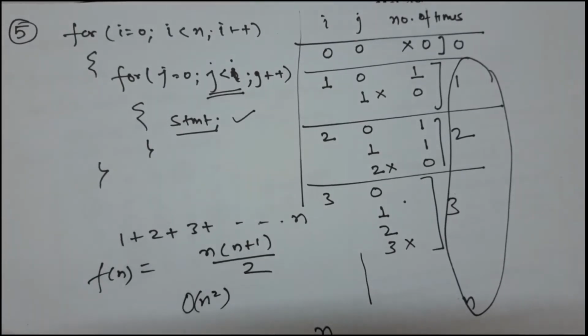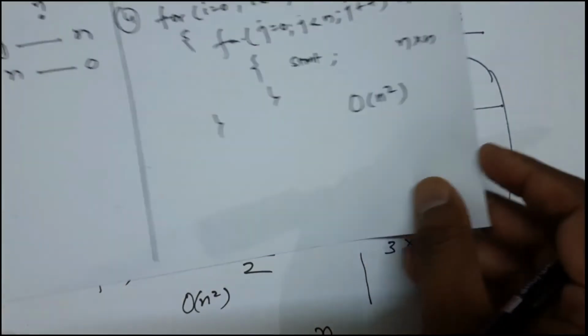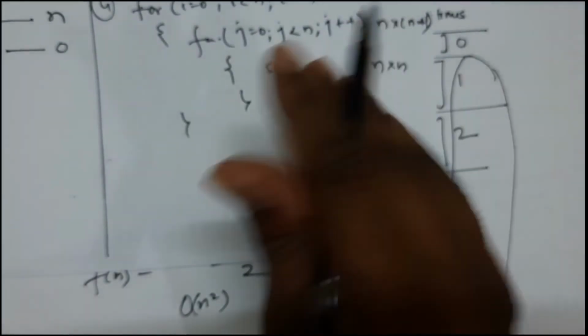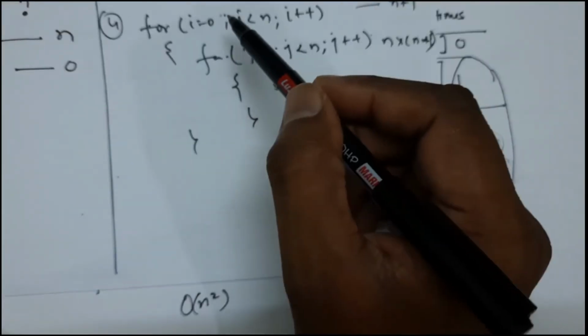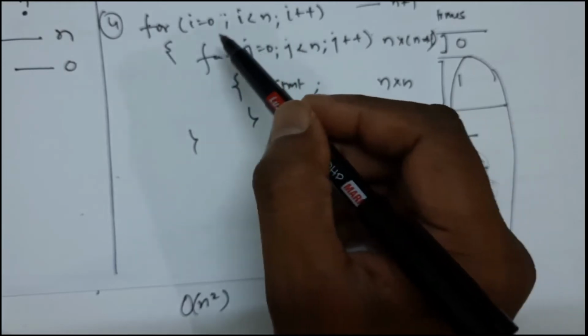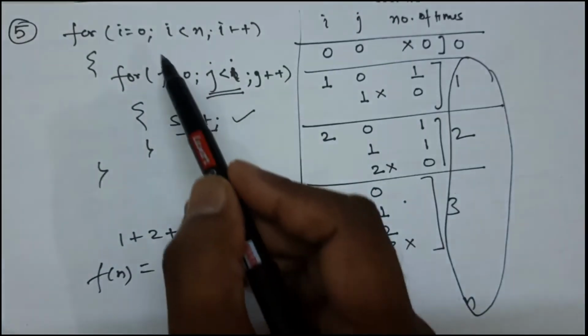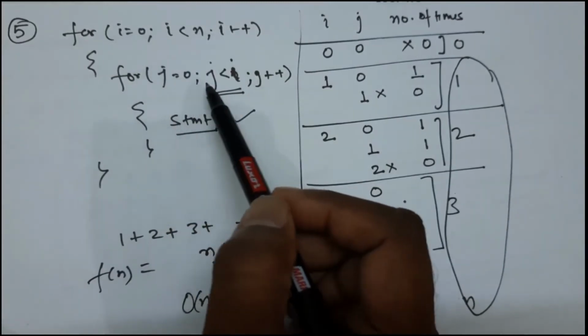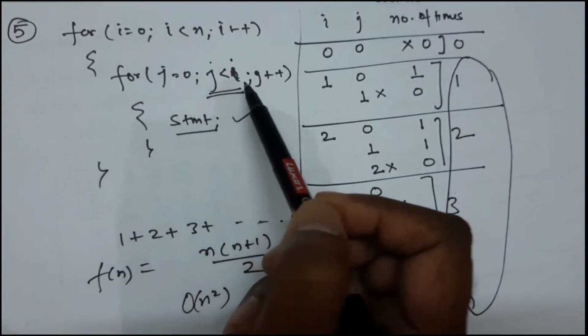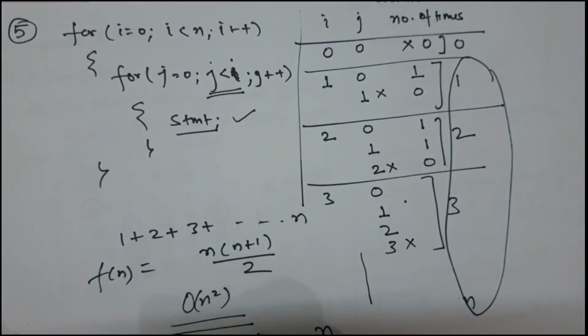In the previous example we had seen that the 2 nested loops were running for 0 to n, and here the loop is running for i equals 0 to n and j equals 0 to i. The time complexity is the same, that is order of n square.